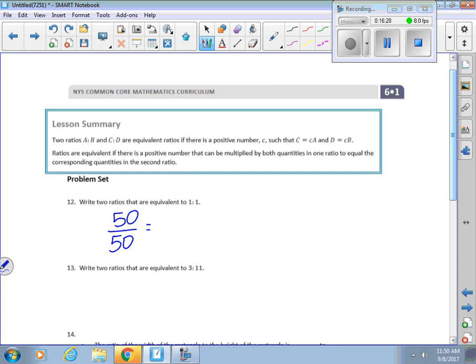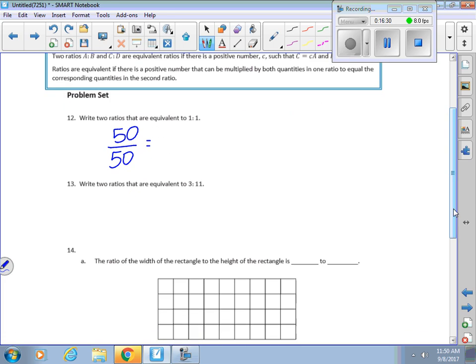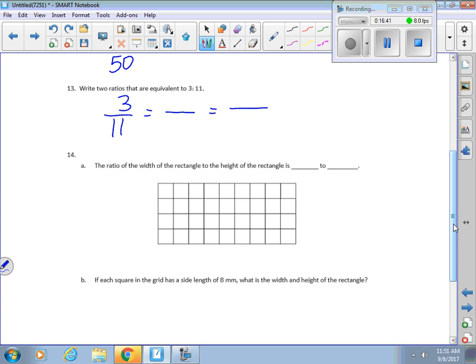Write two ratios that are equivalent to 3 to 11. I recommend using fraction form on that. Find two more, all right? Scale that up. And then this one asks you for the width and the height, right? So obviously this is the height, this is the width. And then if each square has a side length of 8, you're going to have to figure out what the width is and what the height is. Are there any questions? All right, thank you guys.